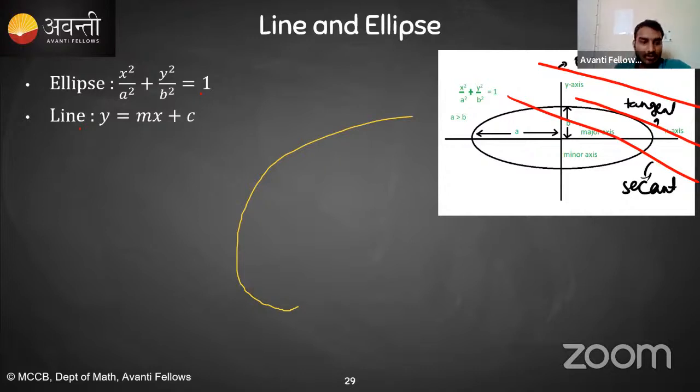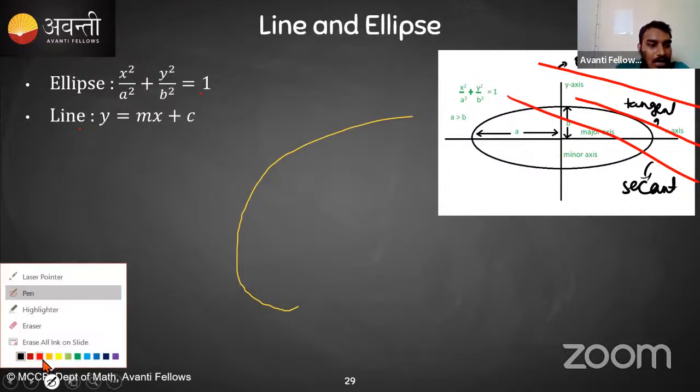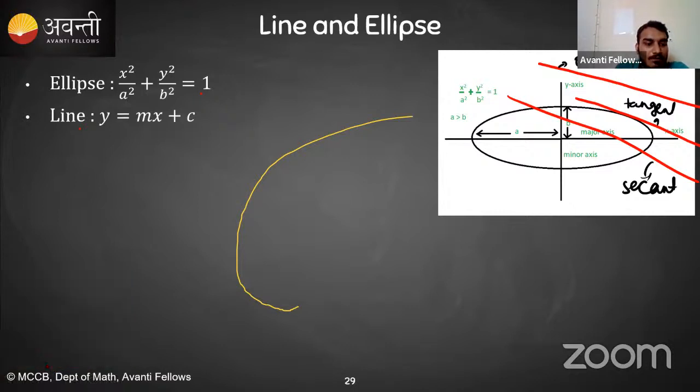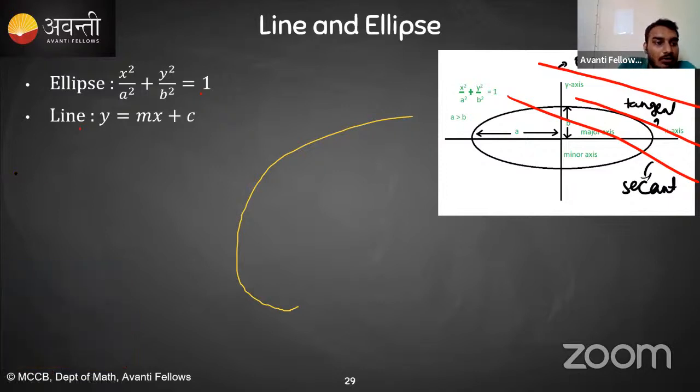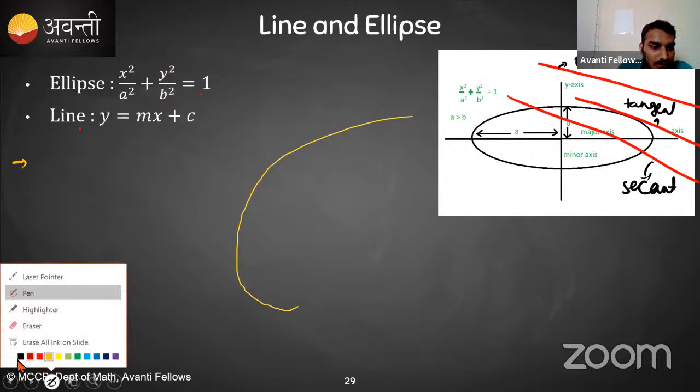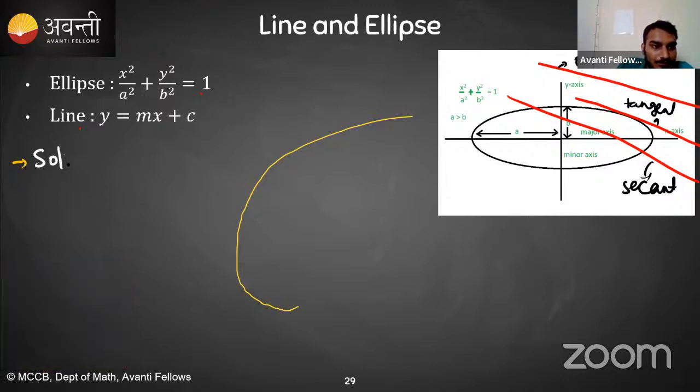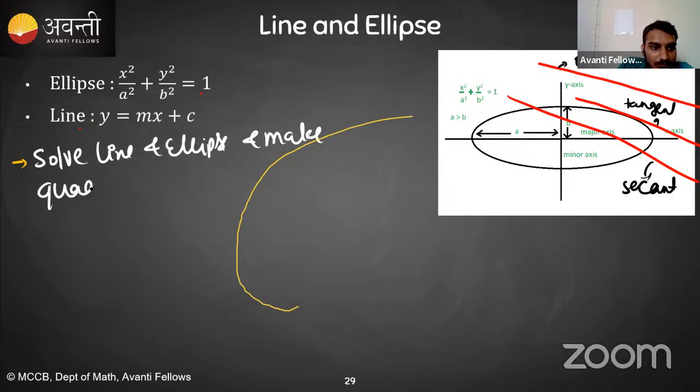Okay. चलो. If it is clear, then how we did this in the circle? That solve line and circle. Solve line and curve in this case. How you will do it? Solve line and ellipse and make quadratic equation in x. Means how do you solve this line and ellipse?